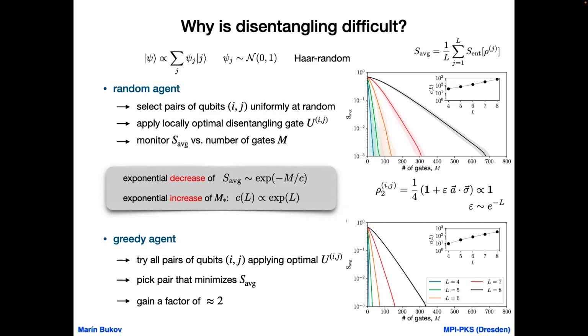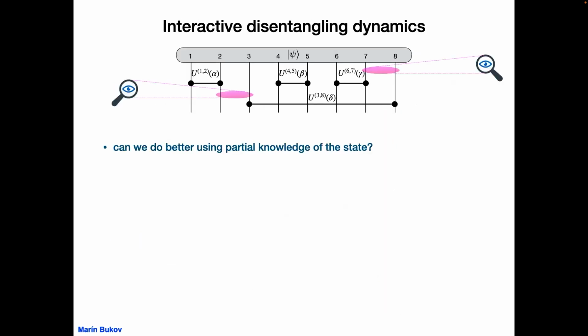But what you can do is you can ask the question, is there anything better than a random agent and a greedy agent? Can we do something better using a smart agent? And in particular, what I want to do is I want to ask the question, can we do better using partial information about the state?